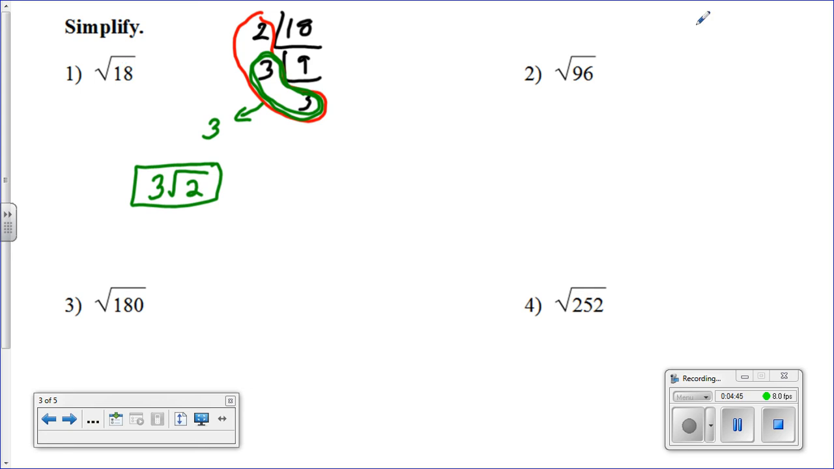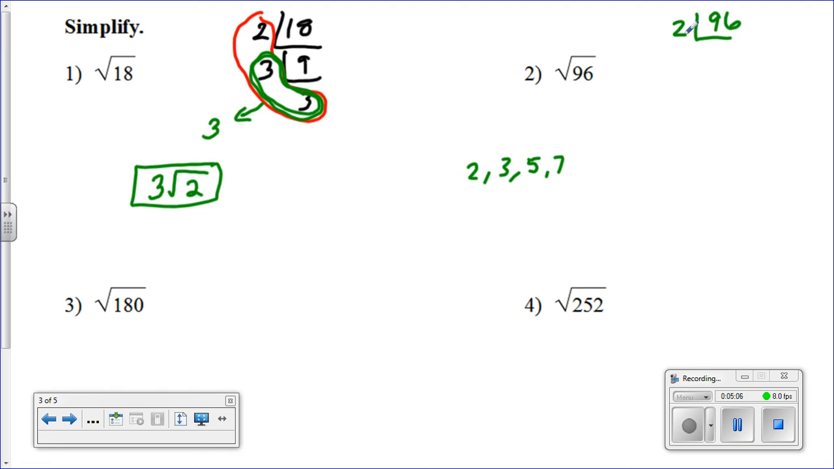So let's take a look at 96. We're going to do the prime factorization of 96. So I'll try with my prime numbers here. Prime numbers 2, 3, 5, 7. You don't usually have to go that far. All right, it's an even number. I always start with 2. Always start with 2, then go to 3, then go to 5, then go to 7.